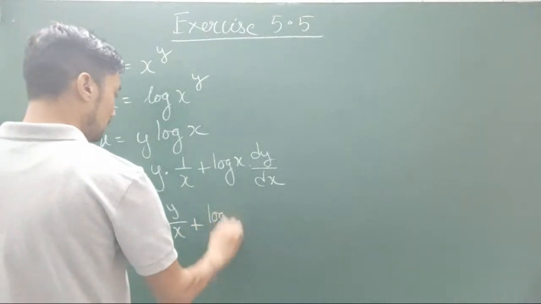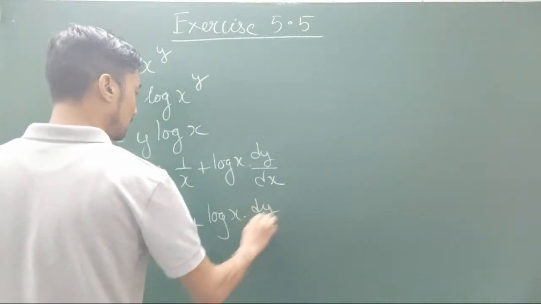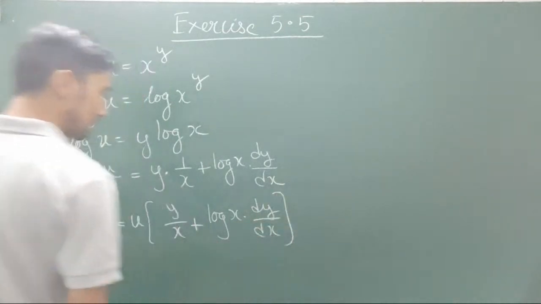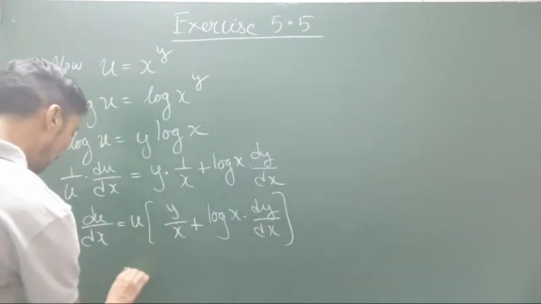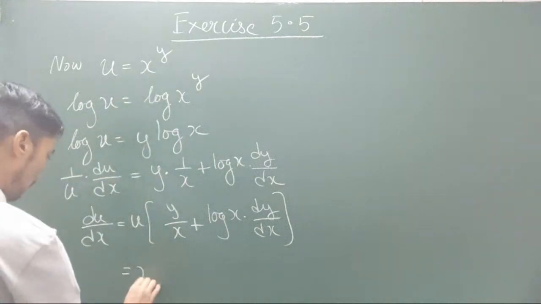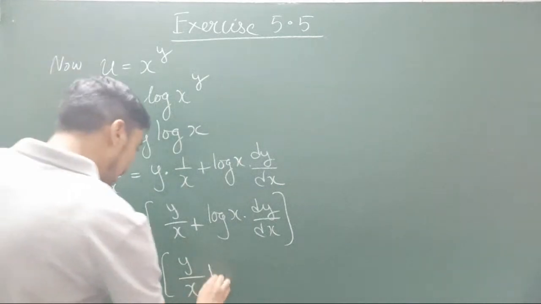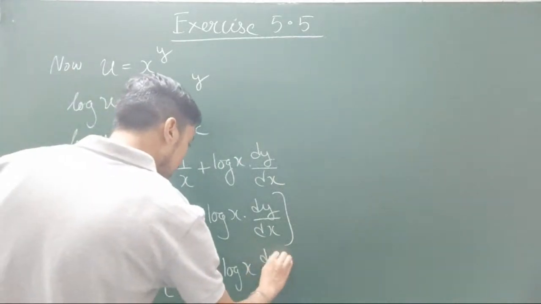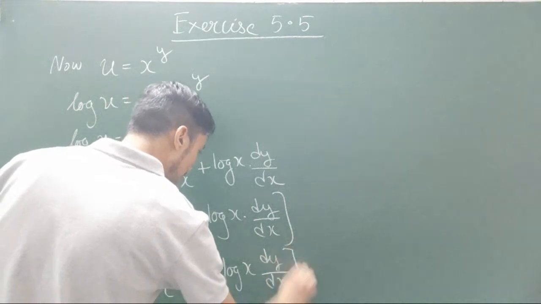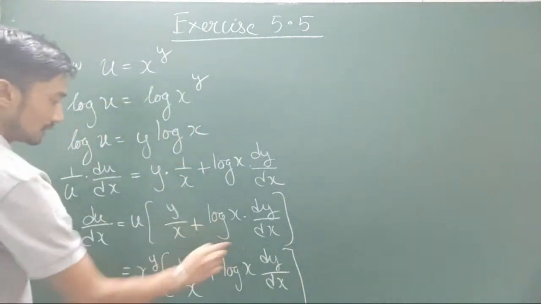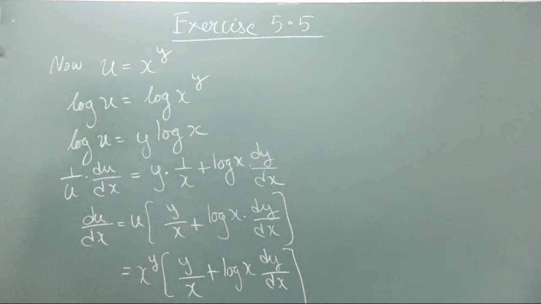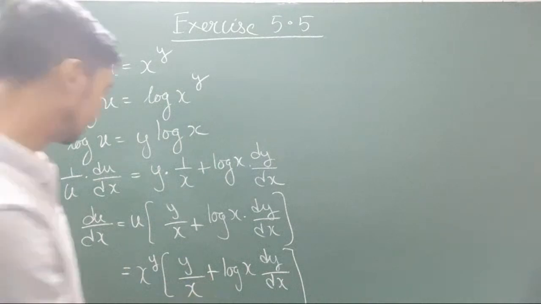plus log x dy by dx. So the value of u that we have is x power y, multiplied by y by x plus log x dy upon dx. Remember, we have to find the value of dy by dx, but we will get it from the equation. So let's just multiply this and keep the equation ready.